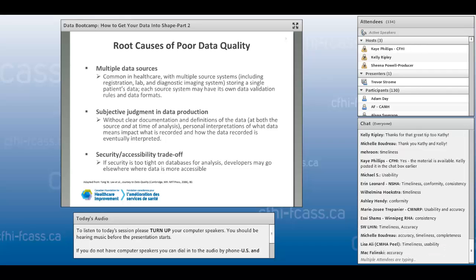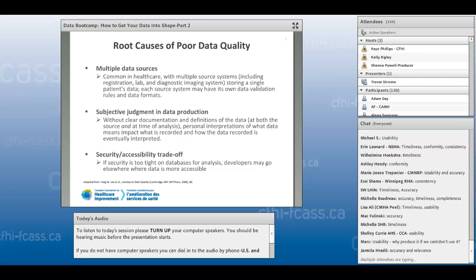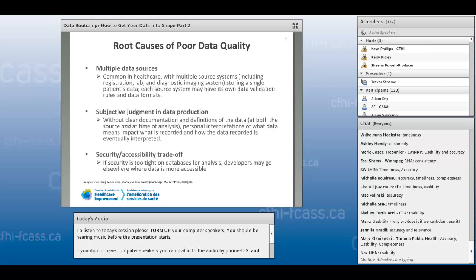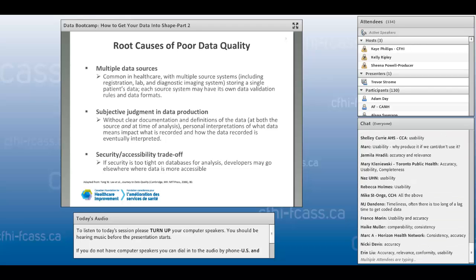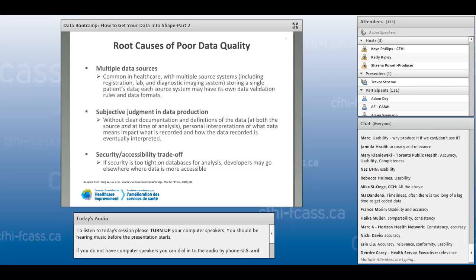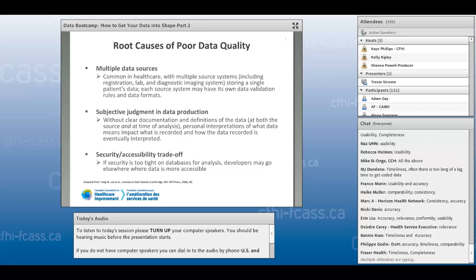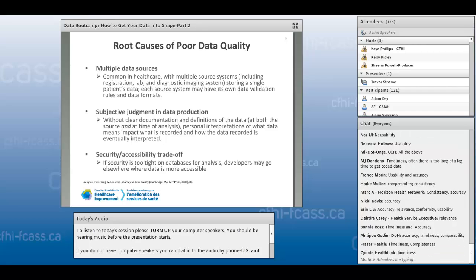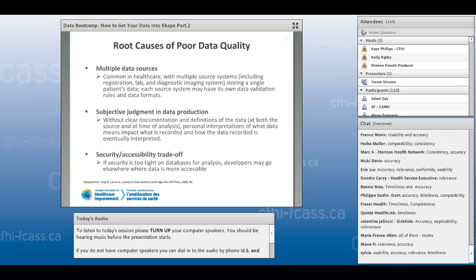So if we look at some of the root causes of data quality, there are many root causes of data quality. There's a great book that I've referenced here, Journey to Data Quality, and I've extracted some of the root causes of data quality that resonate to me and we tend to see quite often in healthcare. And I think one of the first root causes of poor data quality actually is that we have multiple data sources. This is common in healthcare because we've got multiple source systems.